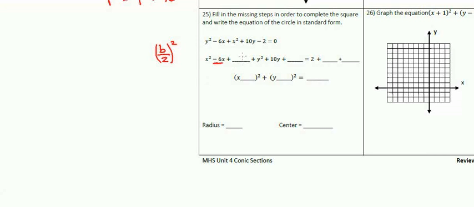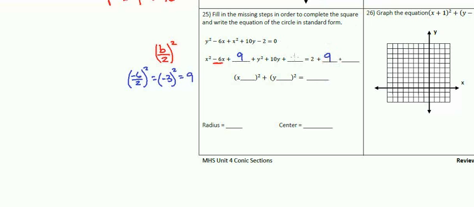So for this first blank, the way we would solve that is we would say, okay, if the b value is negative 6, then I'm going to have (negative 6 over 2) squared, which is equal to negative 3 squared, which is positive 9. So the value in this blank space is 9. And if we add 9 to the left side of our equation, we have to add 9 to the right side.